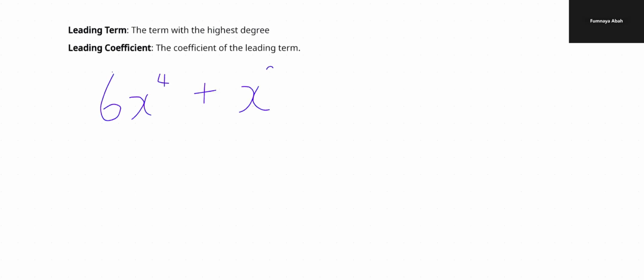So a leading term is the term with the highest degree. We just discovered that 6x raised to the power of 4 is the term with the highest degree because 4 is the greatest number out of all the exponents here. So the leading term in this expression is 6x raised to the power of 4. This is the leading term.